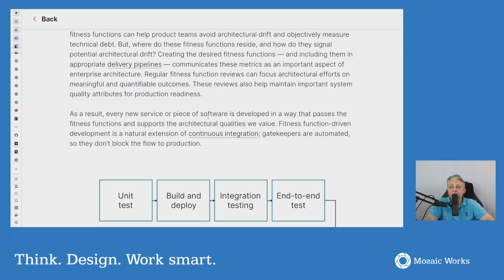But where do these fitness functions reside, and how do they signal potential architectural drift? Creating the desired fitness functions and including them in appropriate delivery pipelines communicates these metrics as an important aspect of enterprise architecture. Regular fitness function reviews can focus architectural efforts on meaningful and quantifiable outcomes. These reviews also help maintain important system quality attributes for production readiness.